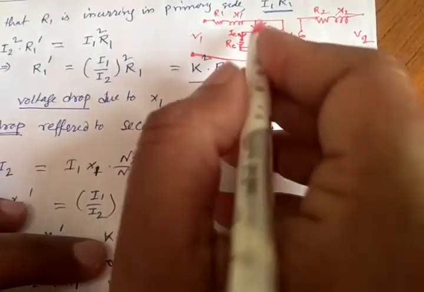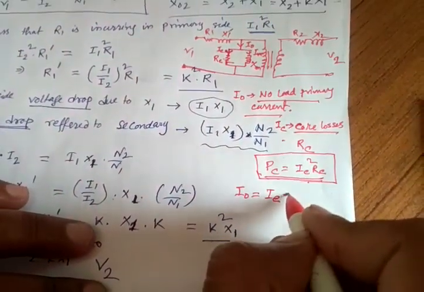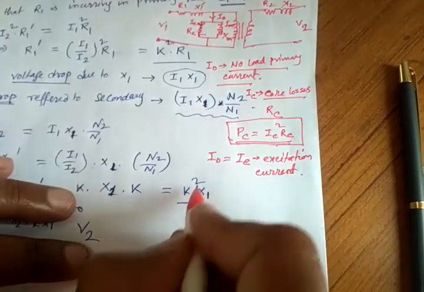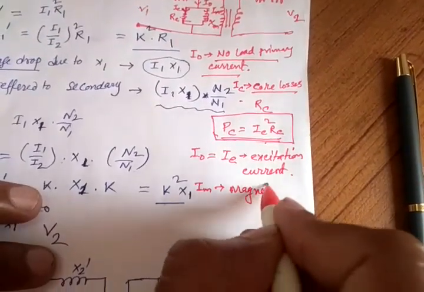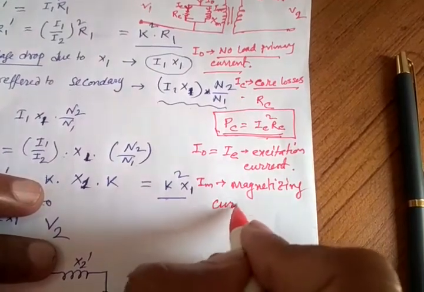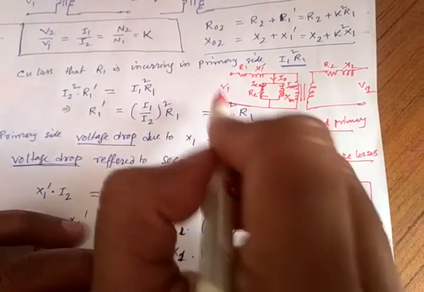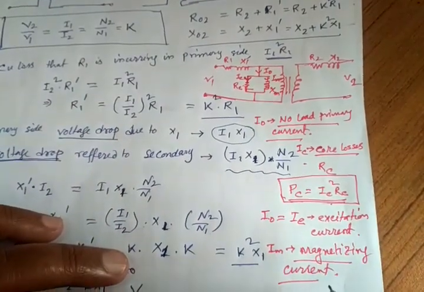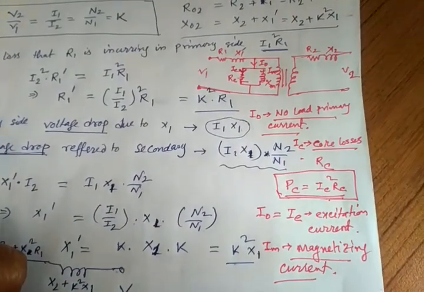This whole I0, in some books you may find it as IE, that is the excitation current. And this IM is actually the magnetizing current. This is the current that creates the magnetic flux phi in the core. This magnetic flux goes to the other side of the limb of the core, and E2 is induced in the transformer.